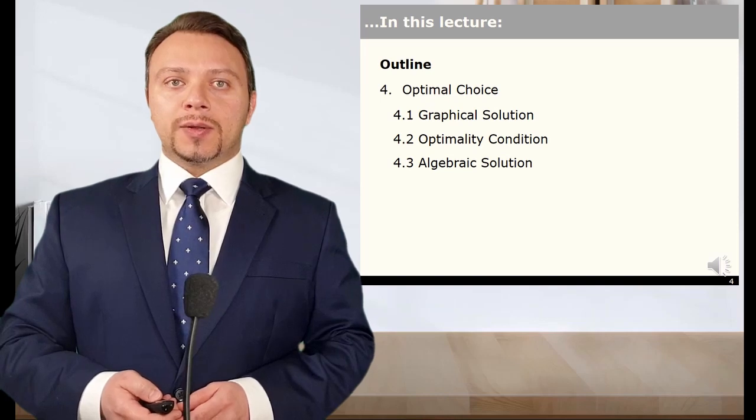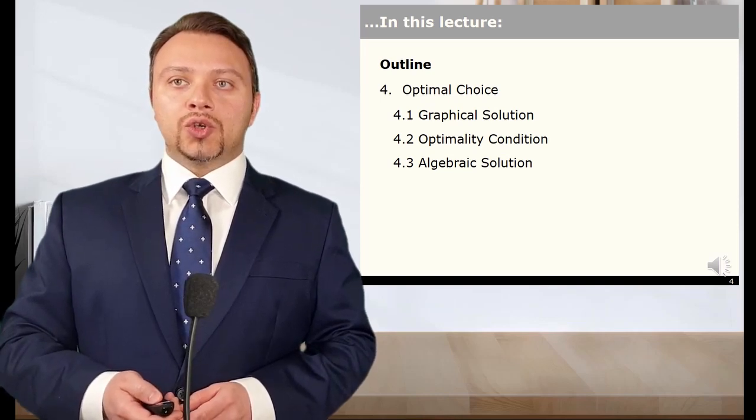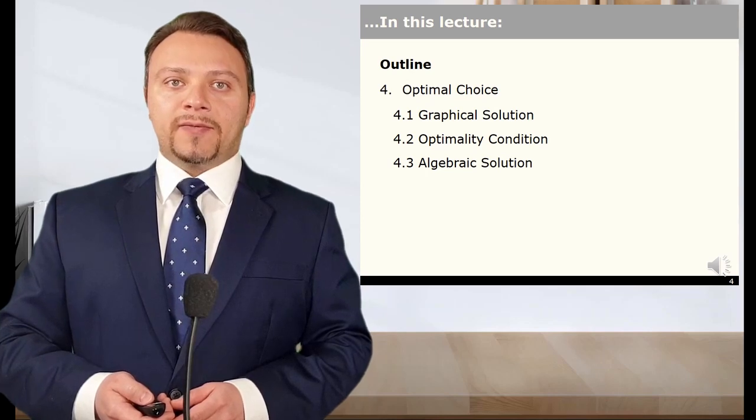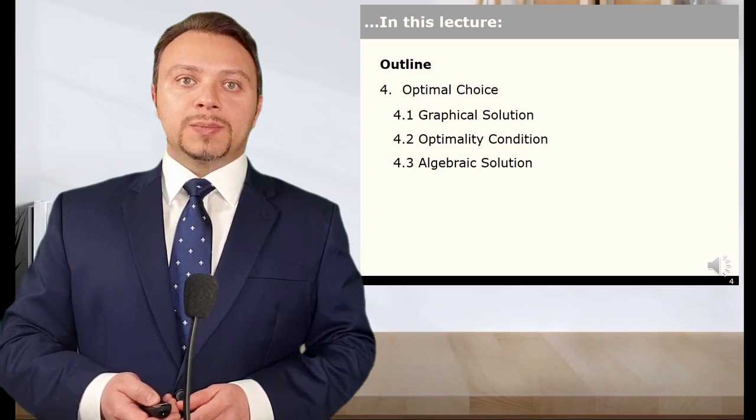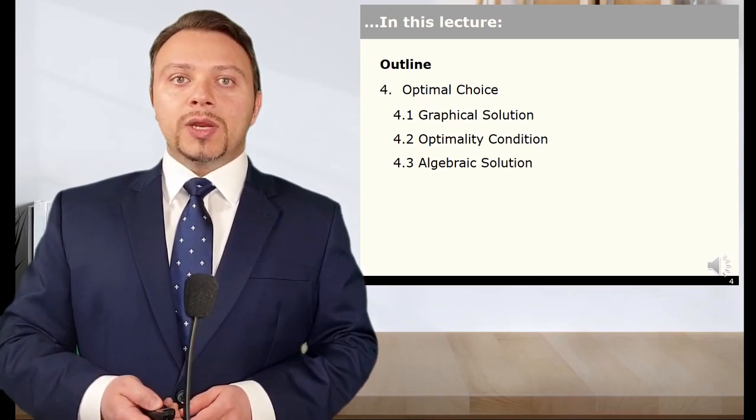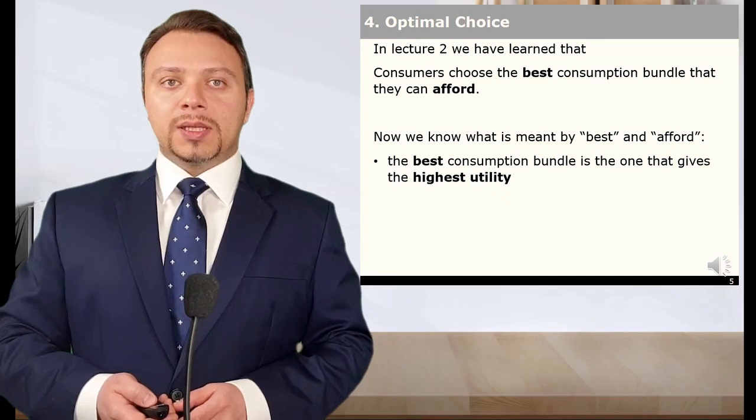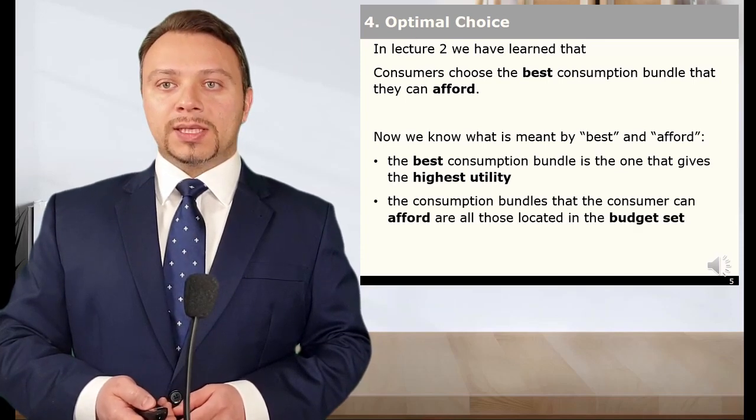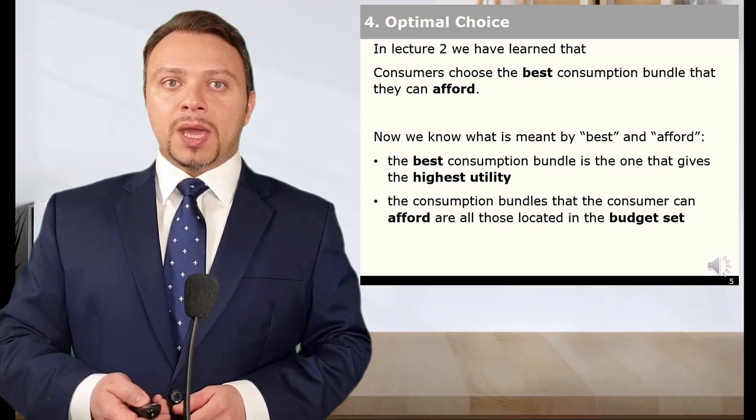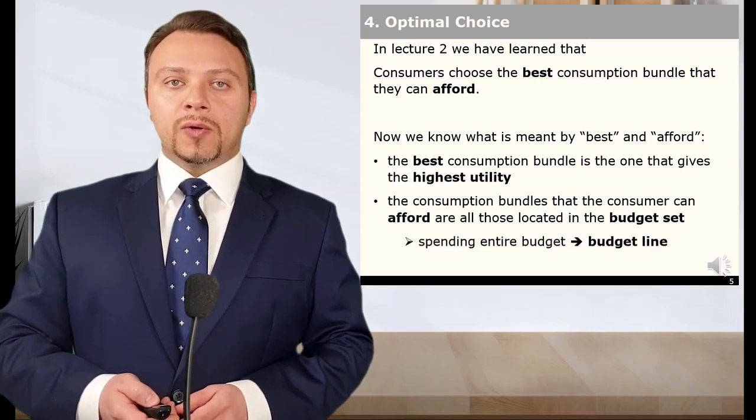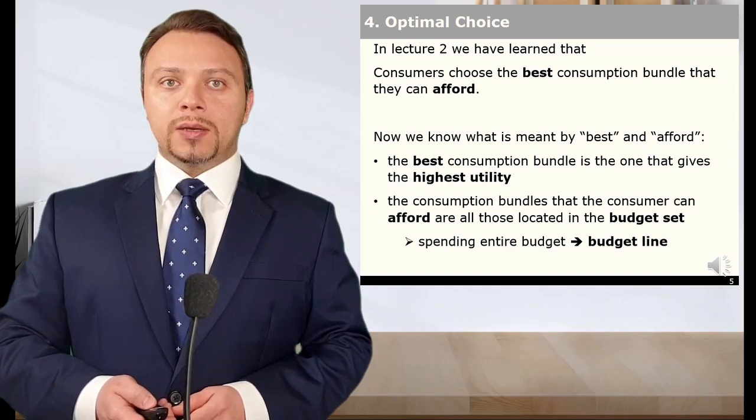In Lecture 2, we learned that a household wants to choose the best consumption bundle that it can afford. The question then was what is best and what is meant by afford. Now we know what it is. The best consumption bundle is the one that gives the highest utility. The consumption bundles that the consumer can afford are all those located in the budget set. However, here we are going to deal only with the assumption that the household spends its entire budget, and hence we are going to look for optimal consumption bundles only on the budget line.